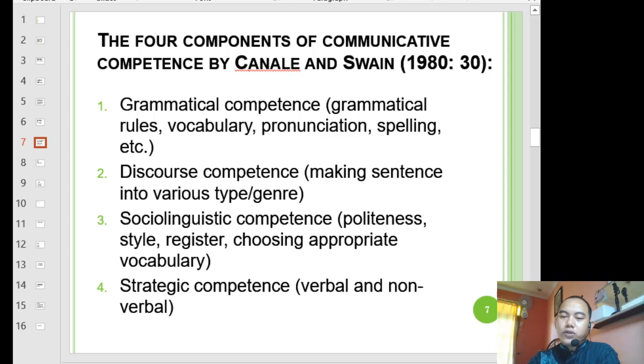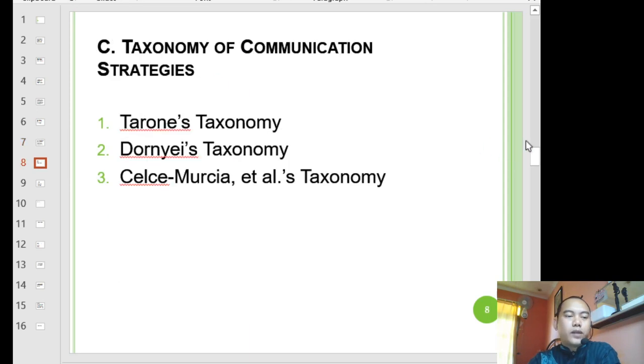Number three, sociolinguistic competence, that is the mastery of the sociocultural code of language use, such as appropriate application of vocabulary, register, politeness, and style in a given situation. Number four, strategic competence, which refers to the knowledge of verbal and nonverbal communication strategies which enhance the efficiency of communication and, where necessary, enable the learner to overcome difficulties when communication breakdowns occur.